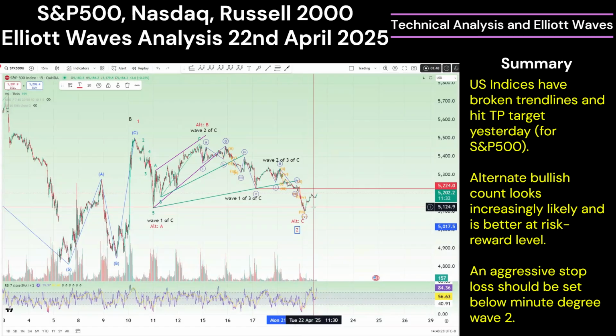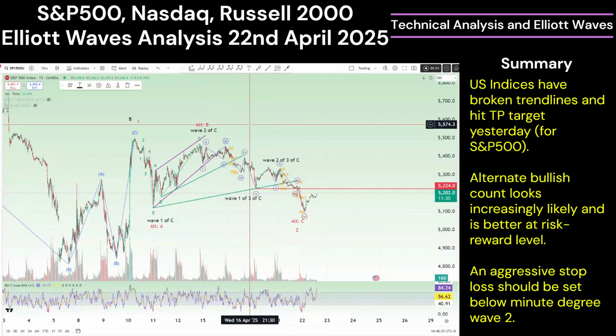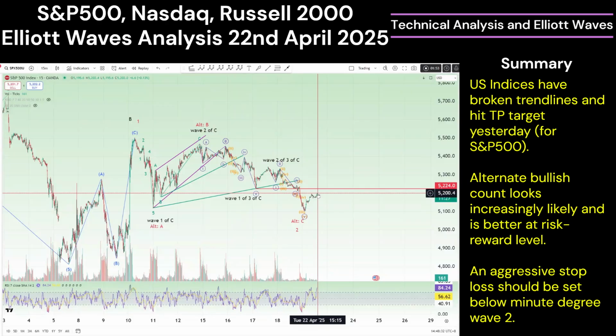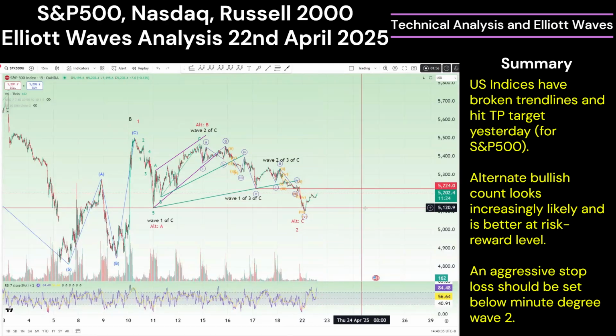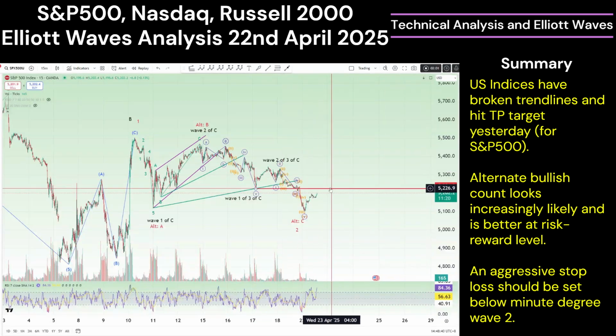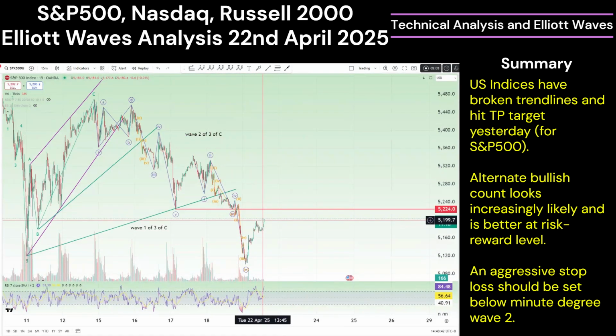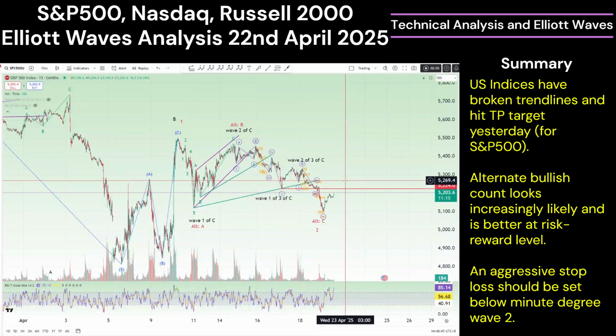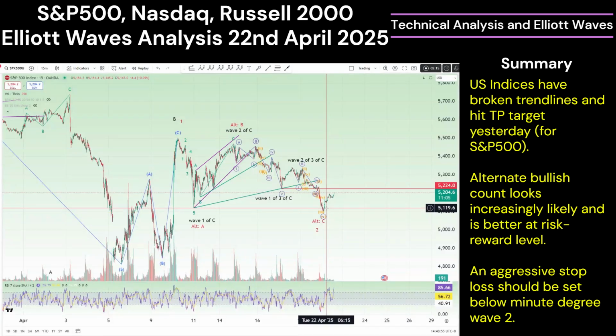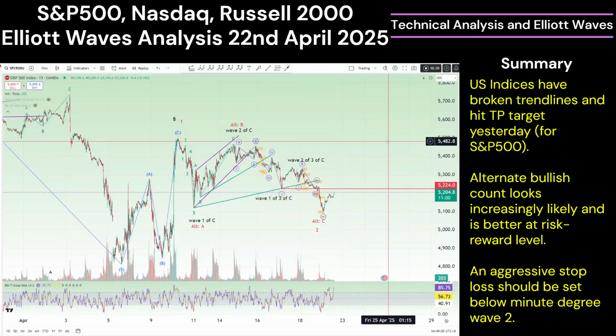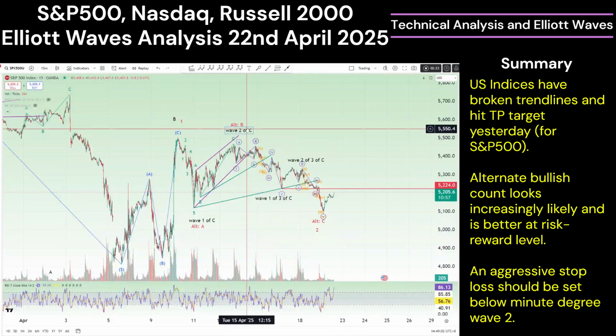Now a simple way to invalidate the original primary count, which is the black color one, is for the price to move above this 5224. But from the strength of yesterday's up move, I believe that this will definitely be broken. Similar to yesterday when I called for a short, S&P 500 had already broken that, and I mentioned that it should go down. As for Nasdaq, it hadn't broken, but I also mentioned that it will go down, and it did. So this is the breakdown for the S&P 500.